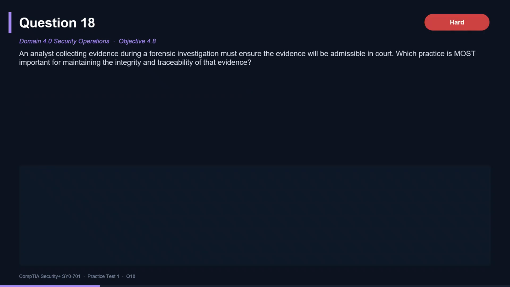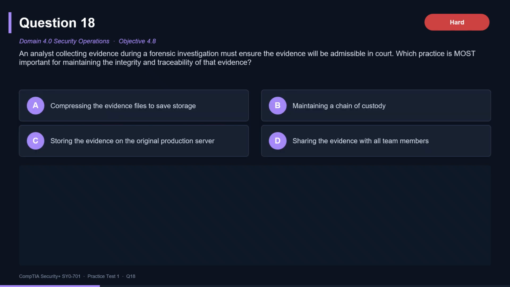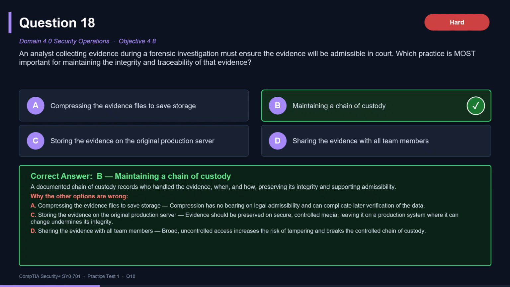Question 18. An analyst collecting evidence during a forensic investigation must ensure the evidence will be admissible in court. Which practice is most important for maintaining the integrity and traceability of that evidence? The correct answer is B, maintaining a chain of custody. A documented chain of custody records who handled the evidence, when, and how, preserving its integrity and supporting admissibility.